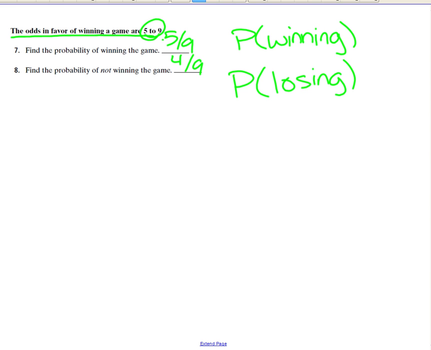Would this add up to 100% always? No. Actually, yes. These are two separate ideas. Okay? Because are there other outcomes besides winning and losing? You could get a tie. What else?